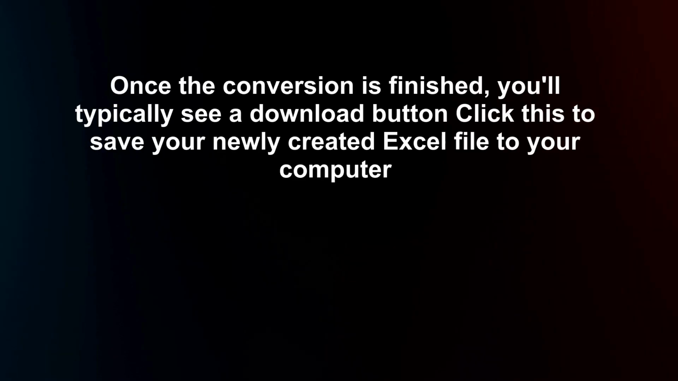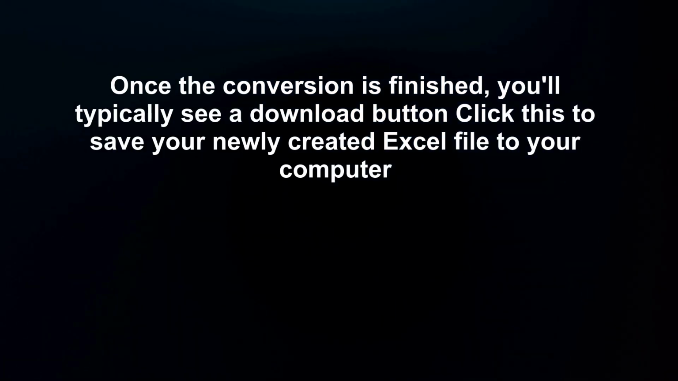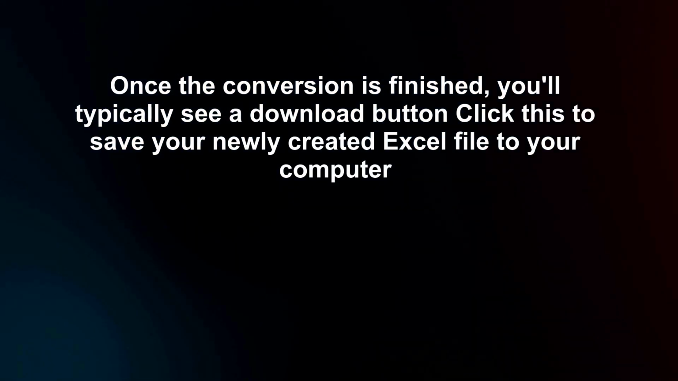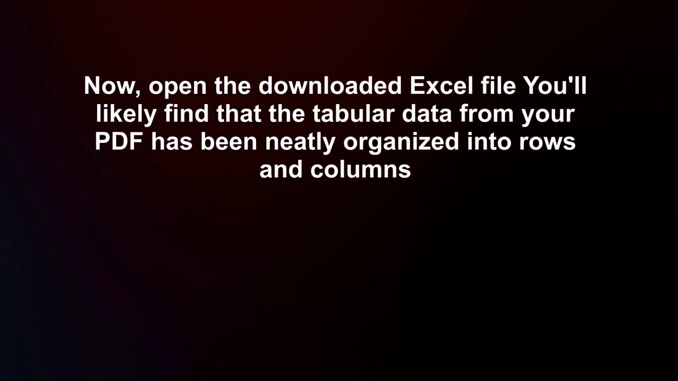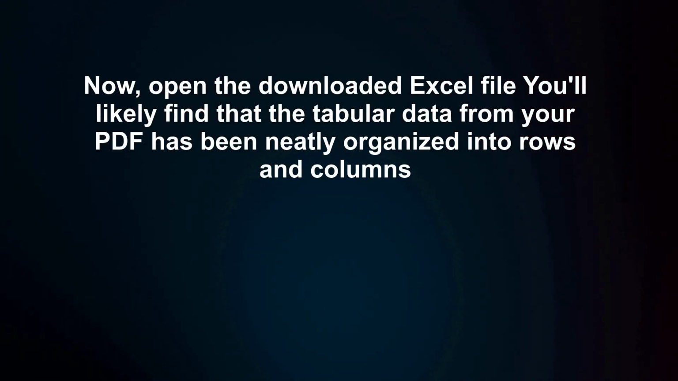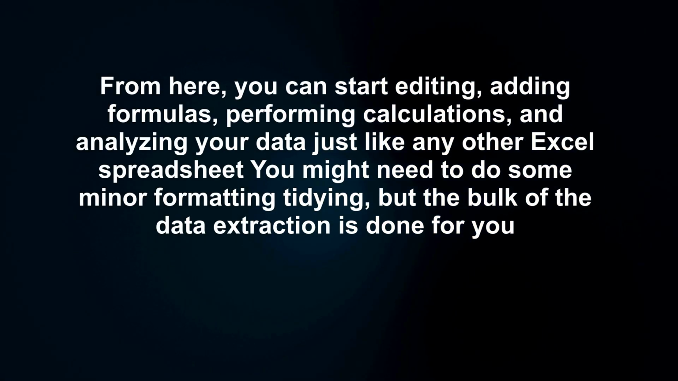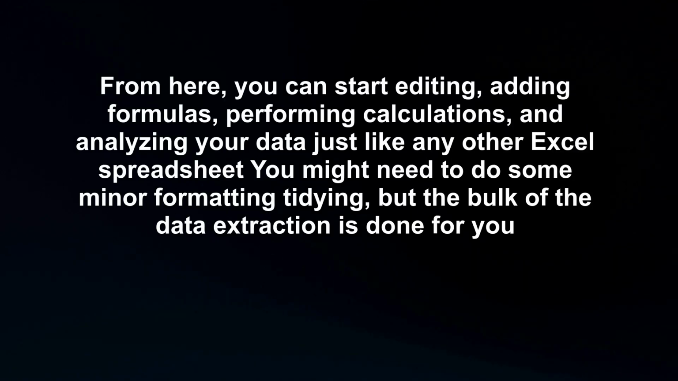Once the conversion is finished, you'll typically see a download button. Click this to save your newly created Excel file to your computer. Now, open the downloaded Excel file. You'll likely find that the tabular data from your PDF has been neatly organized into rows and columns. From here, you can start editing, adding formulas, performing calculations, and analyzing your data.